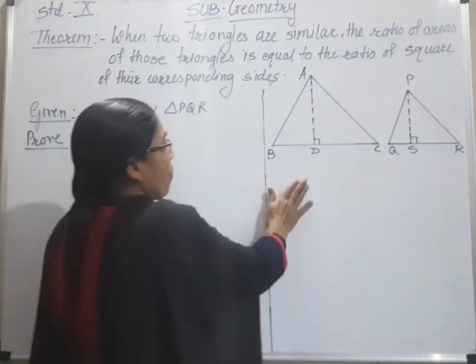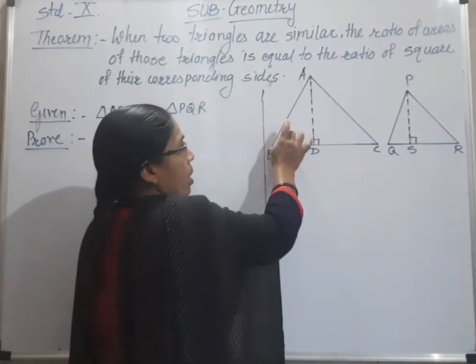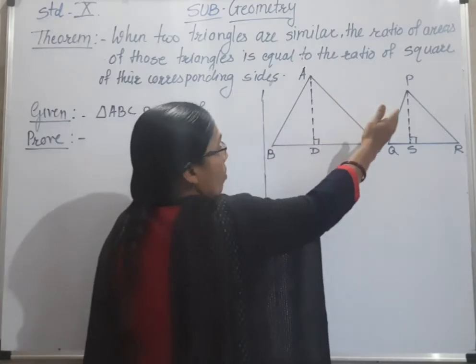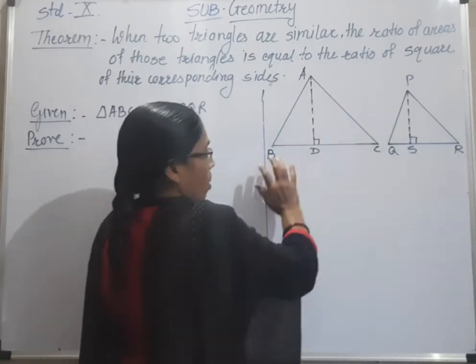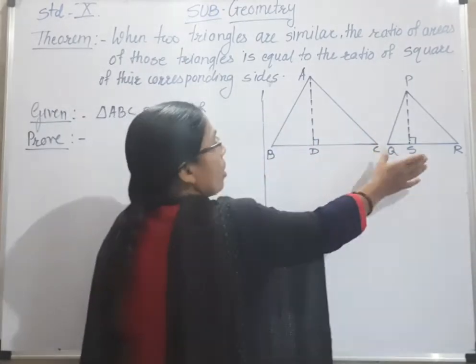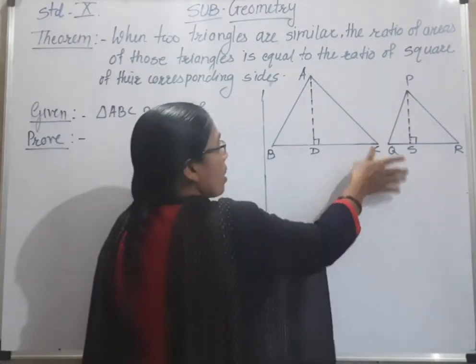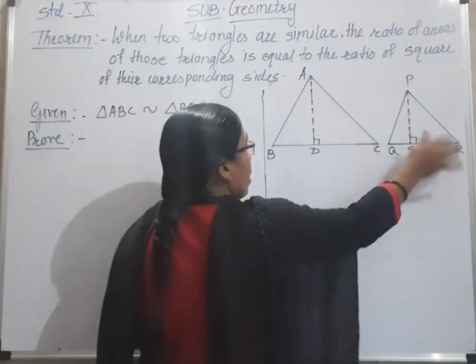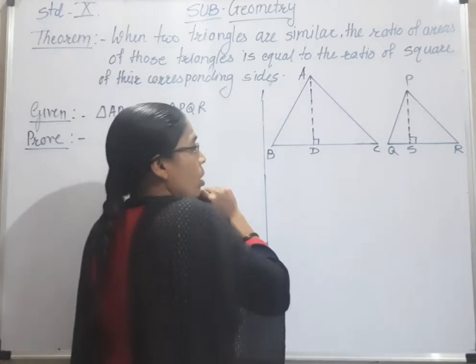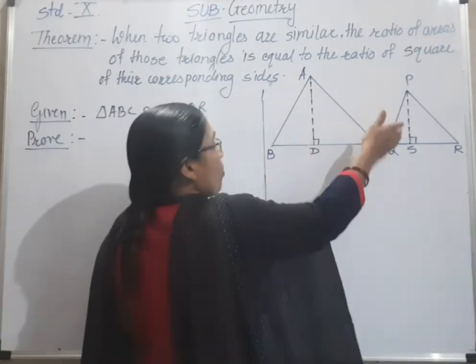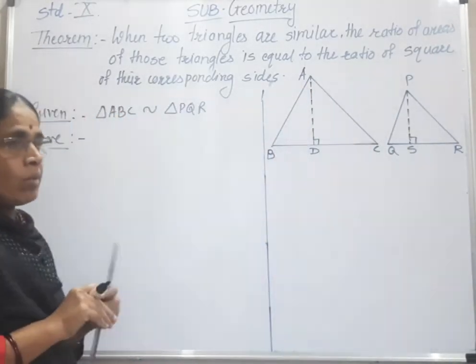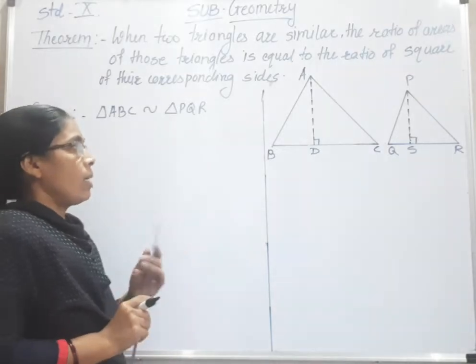So in this figure, side AB and the corresponding side of the other triangle is PQ. BC and QR are the corresponding sides. AC and PR are the corresponding sides of both triangles, and AD and PS are also corresponding sides, which are the heights of these triangles.